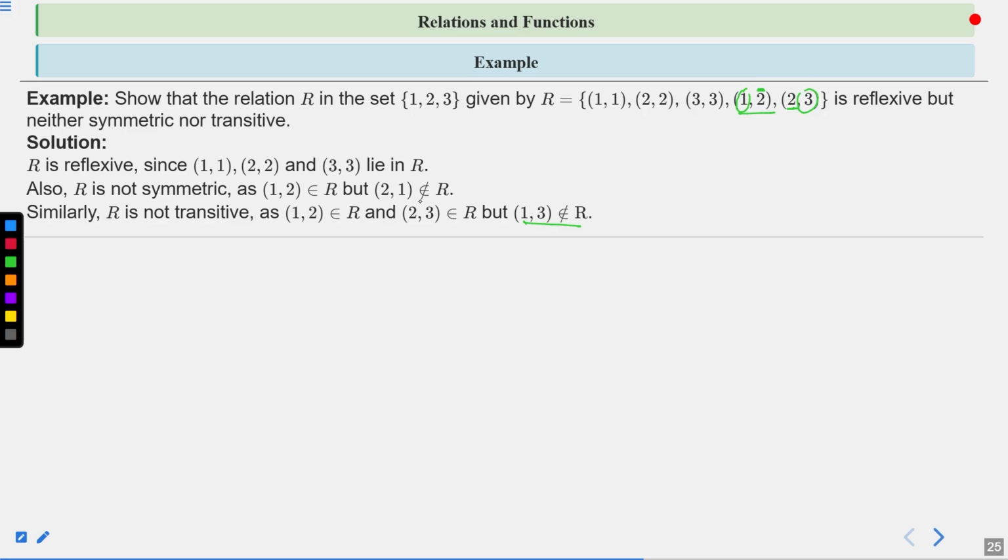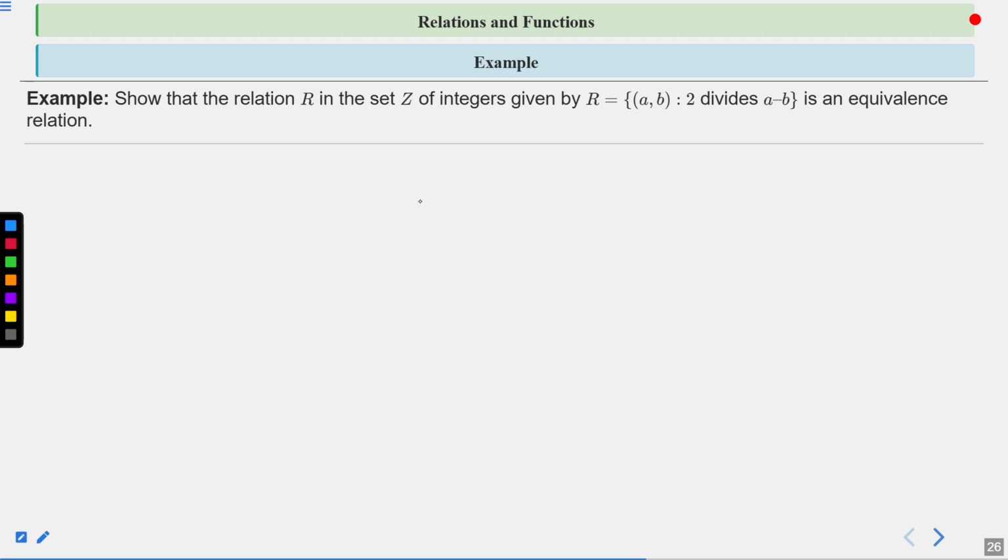Moving on to the next example. Show that the relation R in the set of integers, given by R = {(a,b) : 2 divides a − b}, is an equivalence relation. So (a,b) will be those pairs where the difference a minus b is divisible by 2. Now we have to show the given relation is an equivalence relation. Very simple. What you have to show is that the given relation is reflexive, symmetric and transitive.